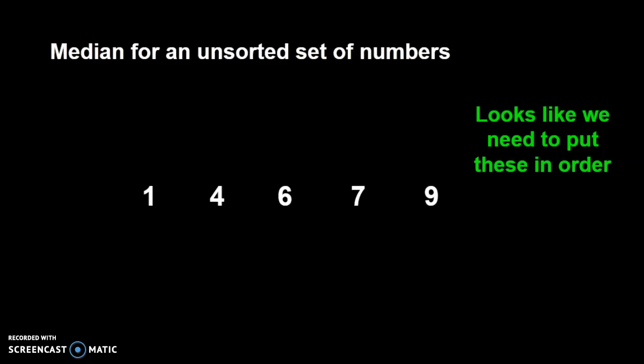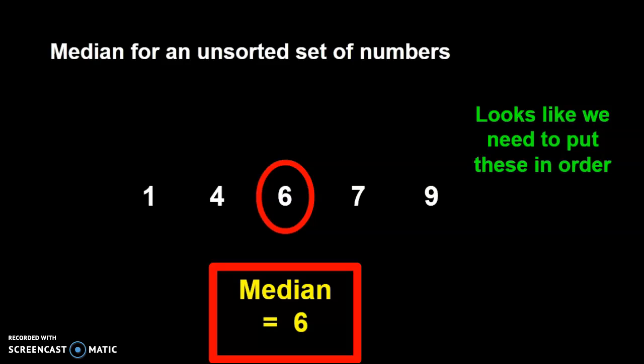Now it's just like the last question. We've got the midpoint. We got 2 below, 2 above. The midpoint is 6. The median equals 6.